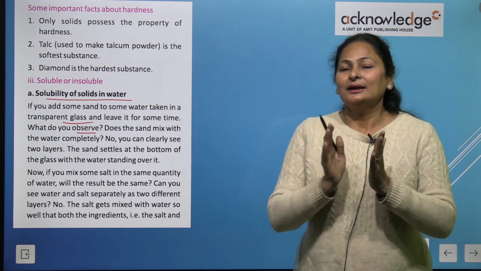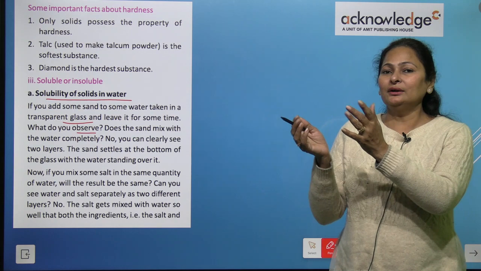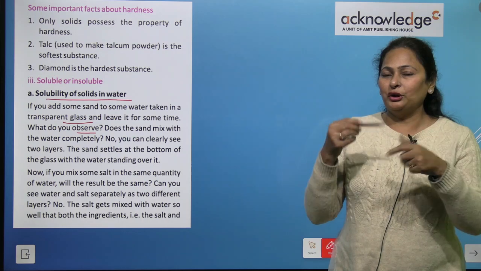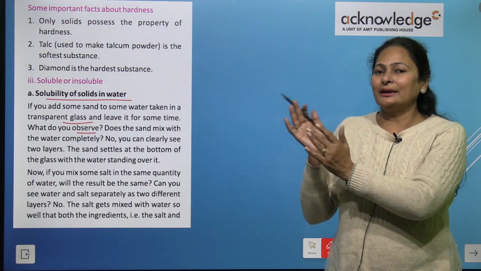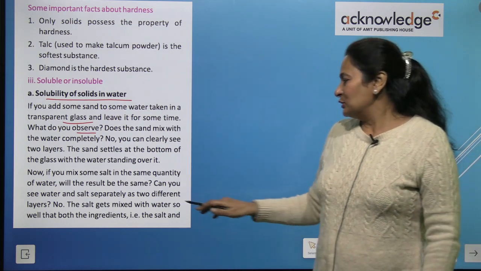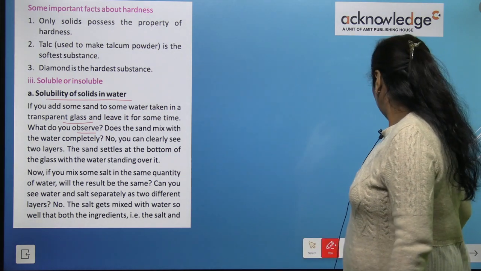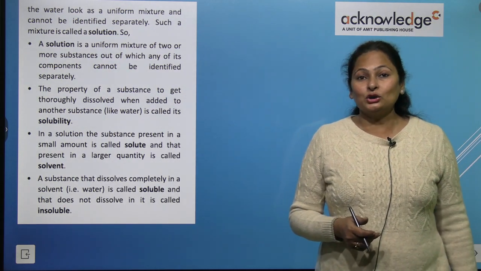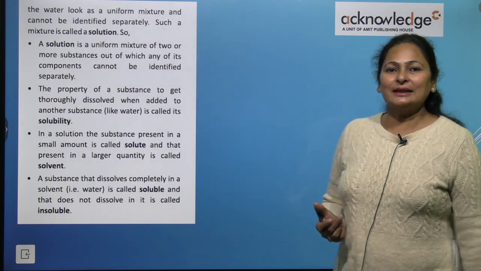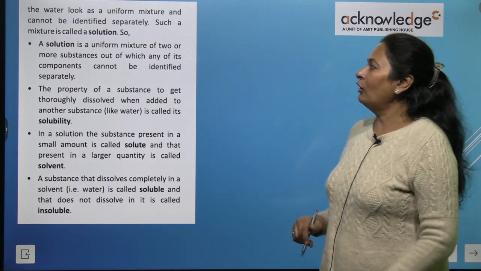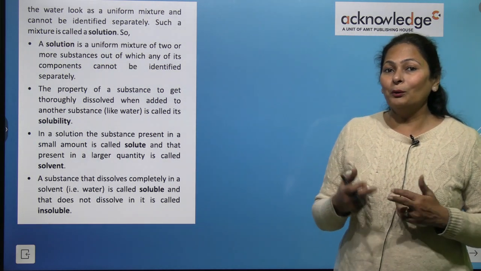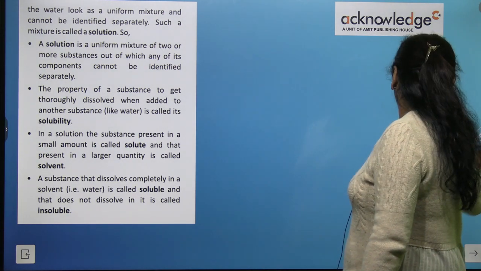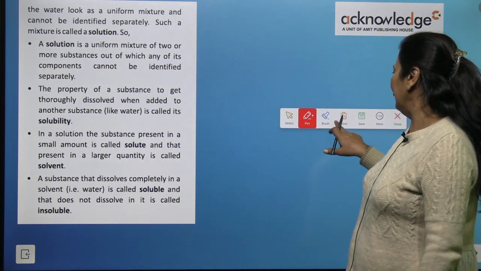Solution is what, kids? Solution means when you add two substances like salt and water, when you mix it, the salty water is called the solution, right? So you mix water, both the ingredients, you will get the salty water. Now let's see what is solution, solubility, solvent and substance, right? So solution is a uniform mixture of two or more substances out of which any of its component cannot be identified separately.